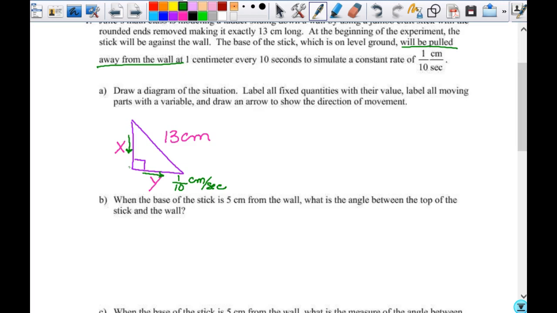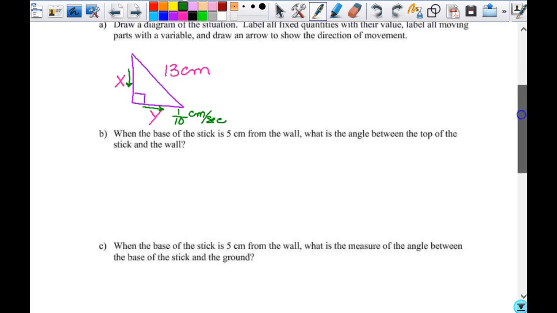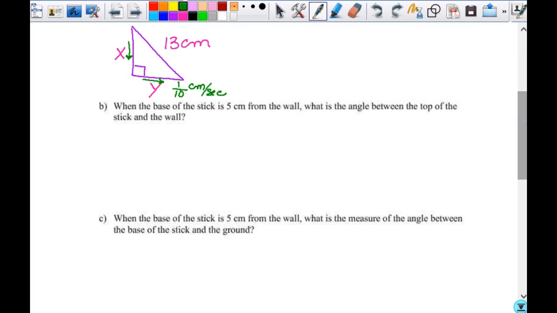All right, so now it says when the base of the stick is 5 centimeters from the wall, what is the angle between the top of the stick and the wall? All right, so I'm going to redraw my picture, but I don't necessarily need to redraw all of this stuff. I'm just going to go ahead and redraw my triangle. And then it says the base is 5 centimeters from the wall, so that's 5 centimeters. This I know doesn't change. That's my 13 centimeters. I don't have to necessarily put the arrows back in, and I don't even have to put X on there because it doesn't ask me for X here, so putting extra stuff might just be confusing.